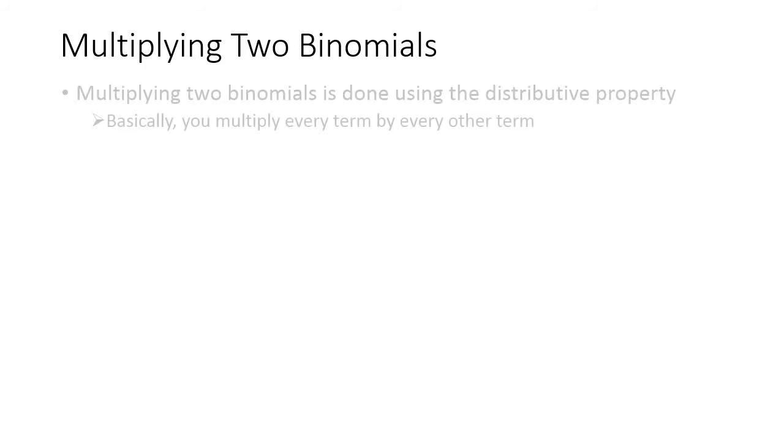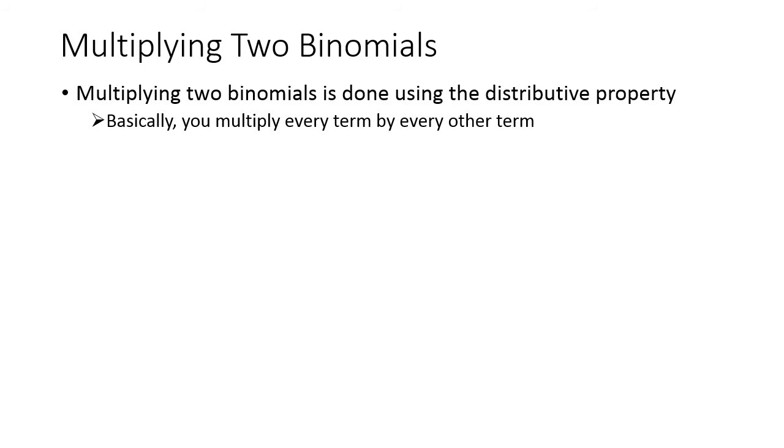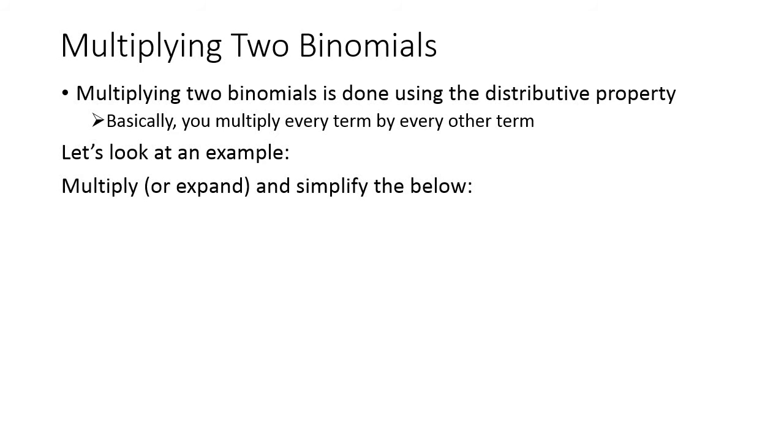Multiplying two binomials is done using the distributive property. Basically, you multiply every term by every other term. Let's look at an example. Multiply or expand and simplify the below. Expand and simplify is another way they can ask the question.